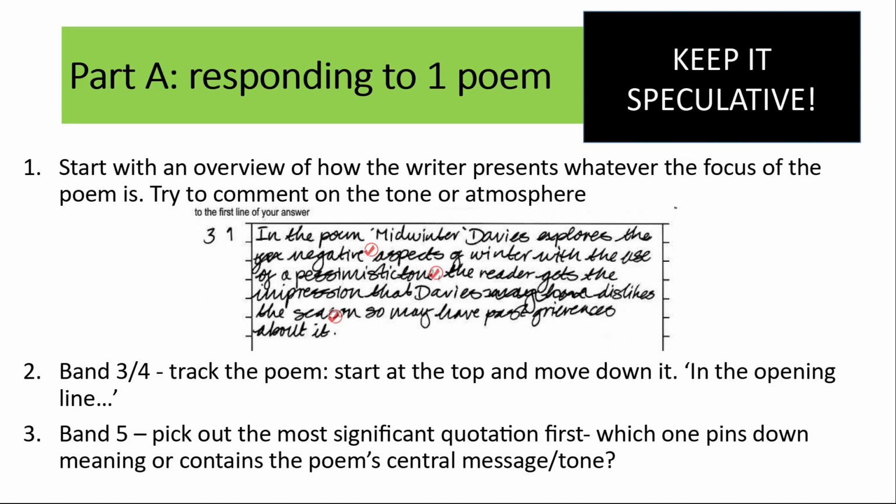This is the same as what I say to you about your Shakespeare extract. If you're going for band 3 and 4, then track the poem to structure your essay. Start at the top in the opening line and then move down like you do with your Shakespeare extracts. First line, quotation, inferences, word level analysis. Next key quotation that you've highlighted, inference, word level analysis, and keep going.